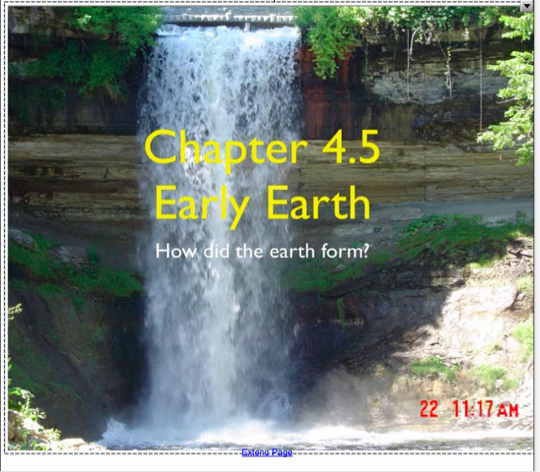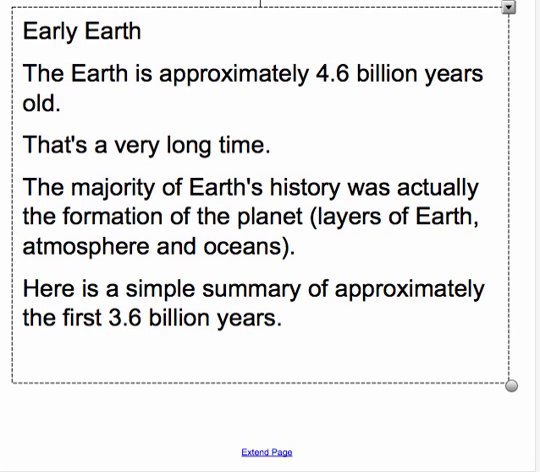Chapter 4.5, the early Earth. The Earth is approximately 4.6 billion years old. That's a very long time ago. Long time. That's older than you are, Kimpton. I know. The majority of Earth's history was actually the formation of the planet. It took a long time for this giant ball to form layers of the Earth, the atmosphere, its oceans. And here's a summary of what happened during the first 3.6 billion years of the life of our planet.